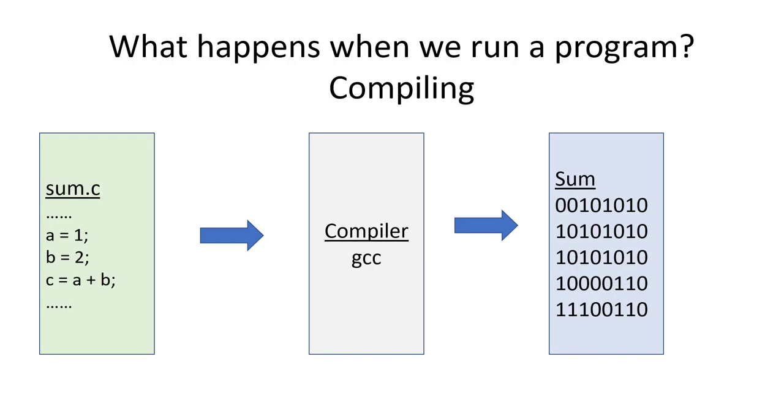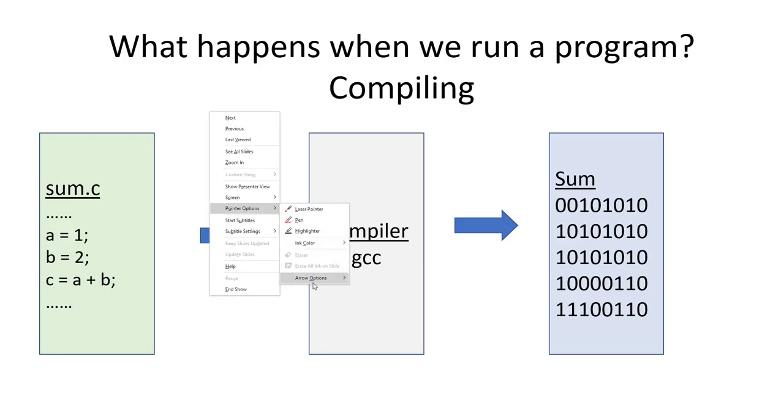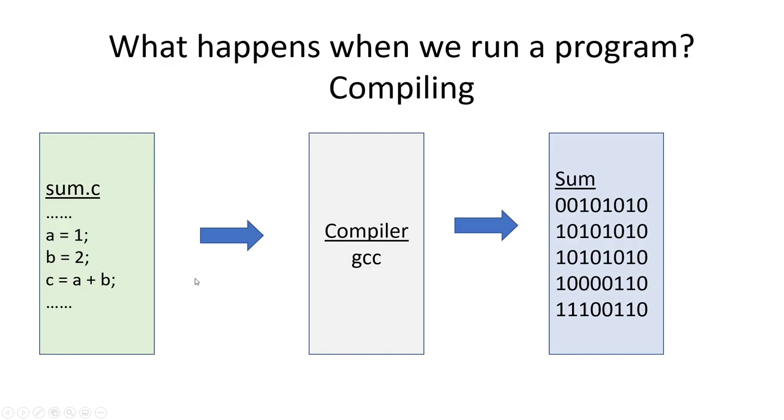So the process of turning this high-level code that's actually readable, hold on, where's my mouse pointer? Pointer options, arrow, visible. There we go.